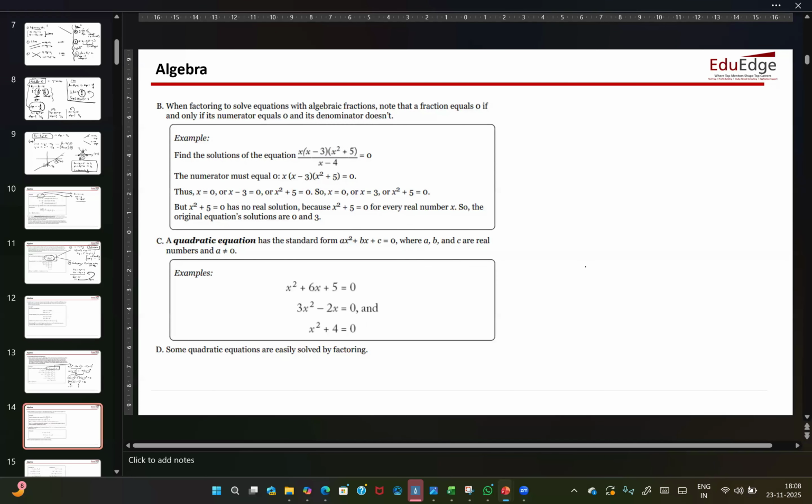Suppose you have this as the equation. What do you think we will do here? First of all, if I take x minus 4 to the other side, it becomes 0. So x into x minus 3 into x square plus 5. So then the solutions would be 0, 3 and minus 5. But this is unreal, I mean, imaginary. So that is not possible.